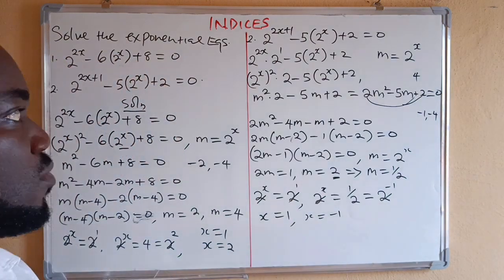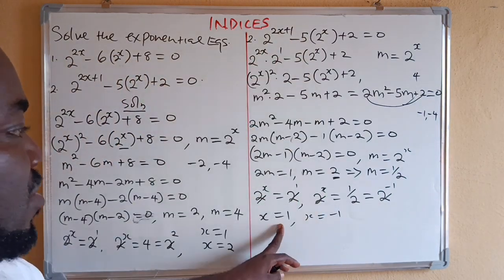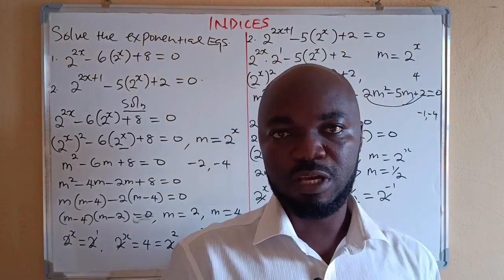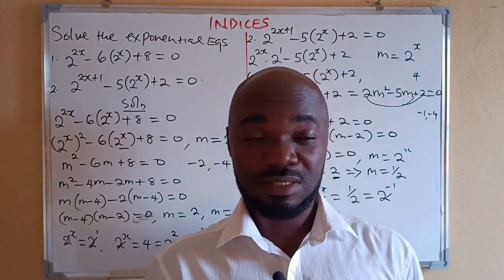So x has two values that satisfy this equation: either x is 1 or x is minus 1. Please go through this video again so you understand it better.